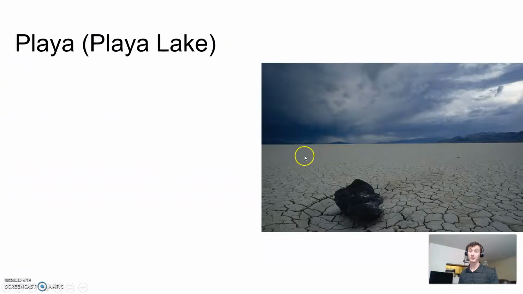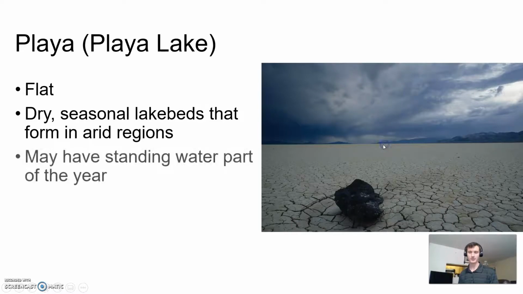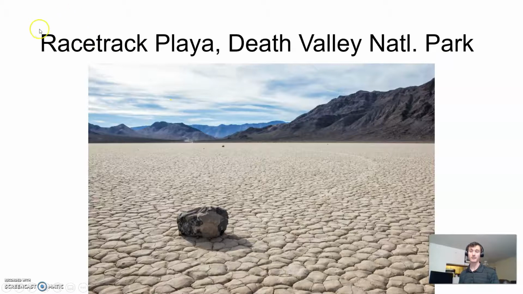We also have these, more common in arid environments, playas, sometimes called playa lakes. They tend to be flat, very, very dry, sometimes seasonal lake bed environments, forming in dry, arid regions. These might have a little bit of water for part of the year. And this is a very famous example, again in Death Valley, the racetrack playa.